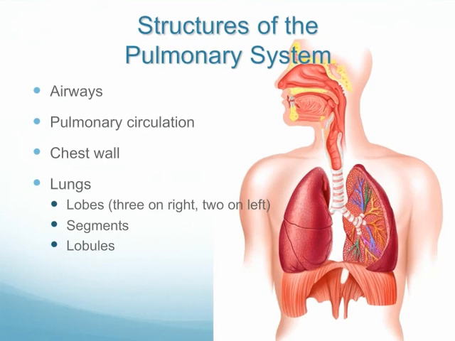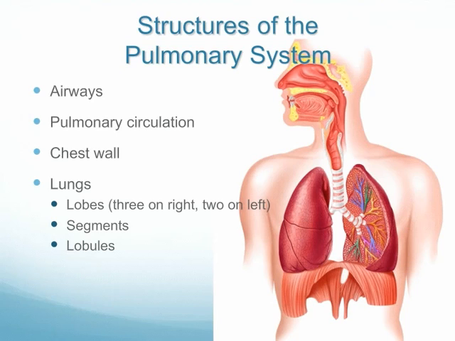So let's take a look at the structures of the pulmonary system. As air moves into the mouth, I think a lot of this stuff is kind of taken for granted. When we breathe in and out, we're not thinking about air moving through our upper airways, down through the trachea, moving through the bronchi, and down finally to the alveoli. We're just thinking about taking a breath.